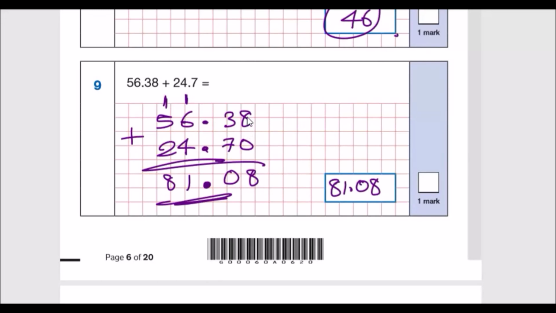3 and 7 is 10. Sometimes just look at the numbers and think number bonds to 10. Can I do that? Yes, and then add the rest. It's very easy and there's a high chance you won't make a mistake.